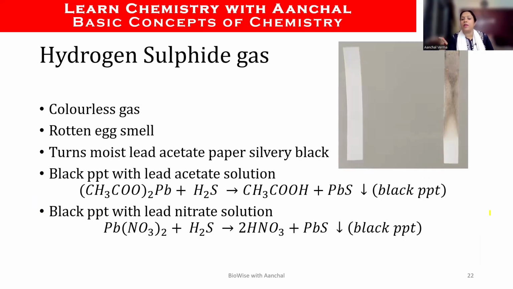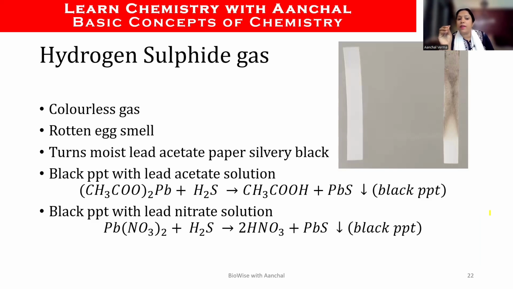Moving to next is hydrogen sulfide gas. Colorless gas, rotten egg smell, turns moist lead acetate paper silvery black. Now, the specific odor of this gas is it smells like rotten egg. So, the smell of rotten egg confirms the presence of hydrogen sulfide.